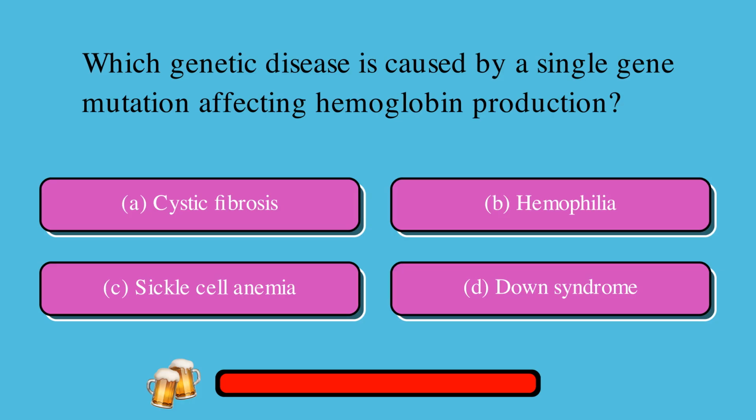Which genetic disease is caused by a single gene mutation affecting hemoglobin production? A. Cystic fibrosis, or B. Hemophilia, or C. Sickle cell anemia, or D. Down syndrome? The correct answer is C. Sickle cell anemia.